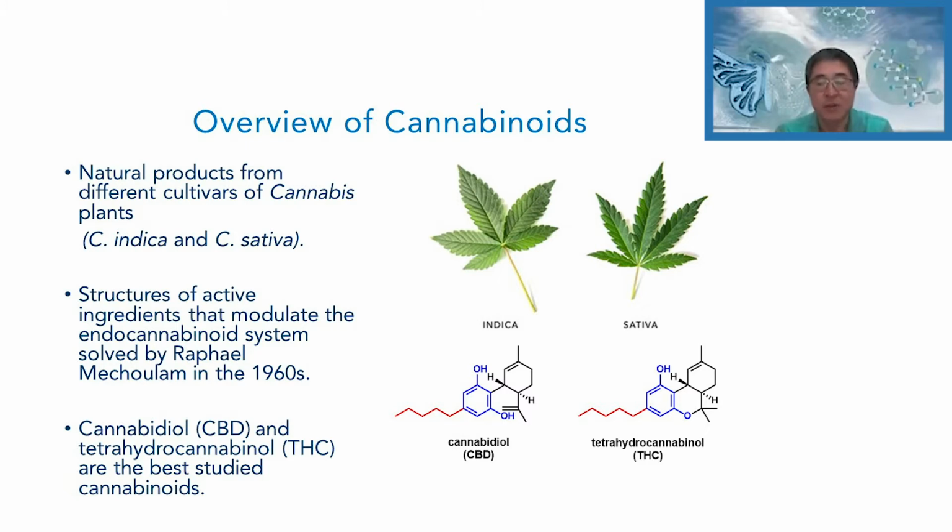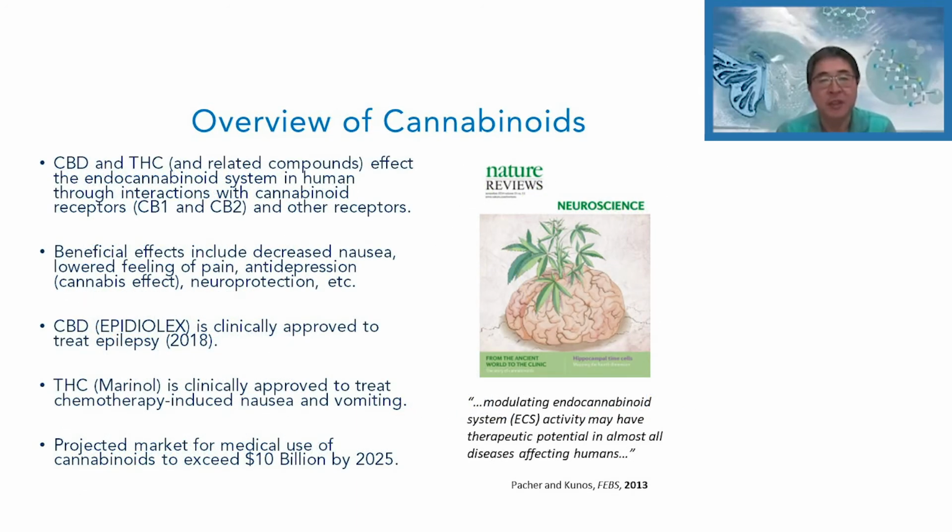They were found to modulate the endocannabinoid system and hence have significant effect on human neurobiology, if you will. In the last 10 years, they have been promised as drugs that can treat a number of diseases. These compounds affect the endocannabinoid system, which is named after these compounds, through interaction with the receptors CB1 and CB2, as well as other receptors. The beneficial effects include decreased nausea, lowered feeling of pain, antidepressant effects, etc.